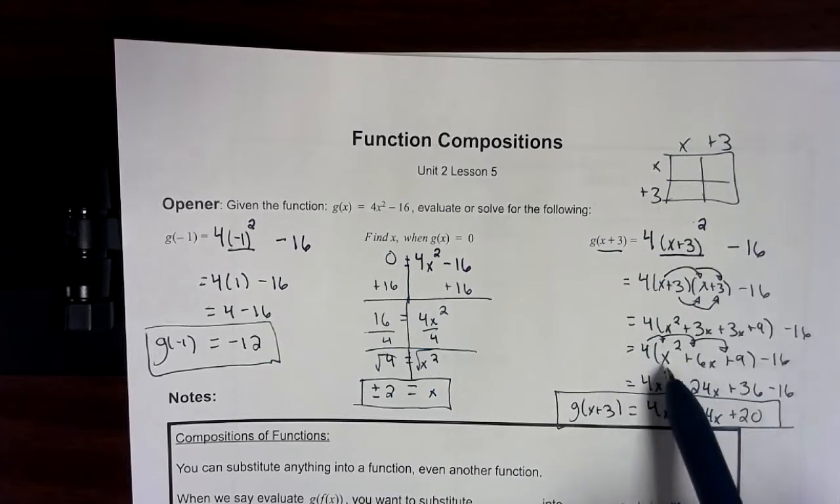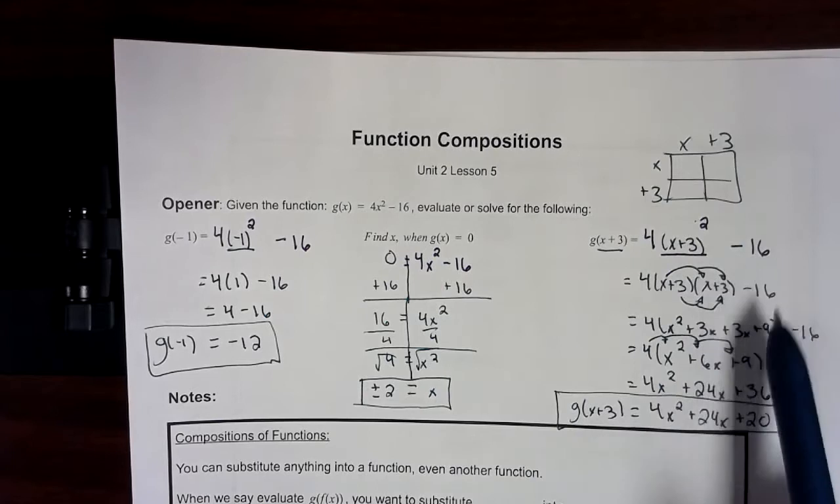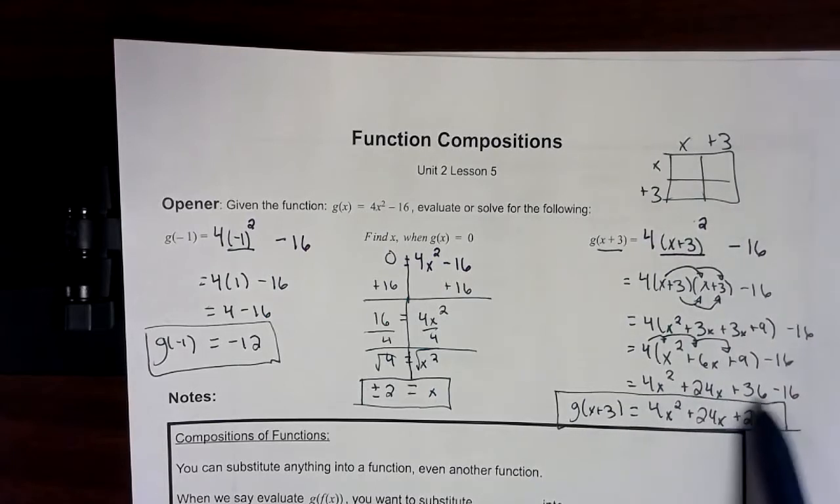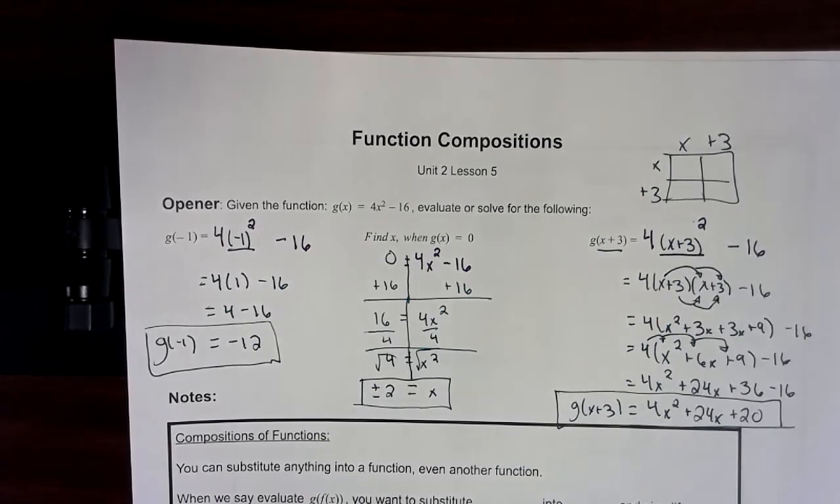Finally, we'll distribute the 4 that was in front of that x plus 3 squared, making these terms 4x squared plus 24x plus 36. And we still have that -16 at the end. So after adding those two numbers, we end with 4x squared plus 24x plus 20.